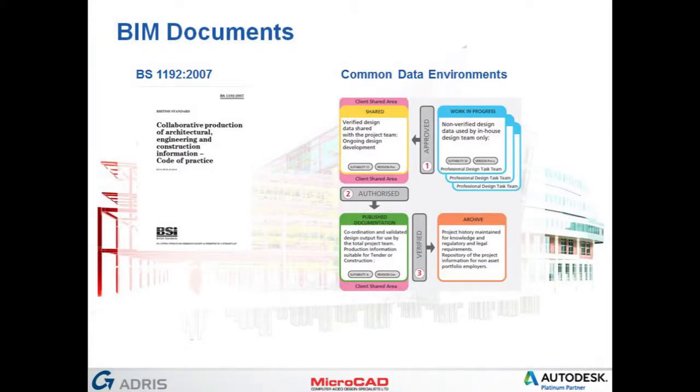The British standard document originally, the BS 1192-2007, was really talking about the kind of collaborative working when it comes to 2D based design. 2D, 3D makes no difference. The principles are still going to be exactly the same. The main part that it was talking about that's important to us now really is the kind of collaborative way of working when it comes to a common data environment.